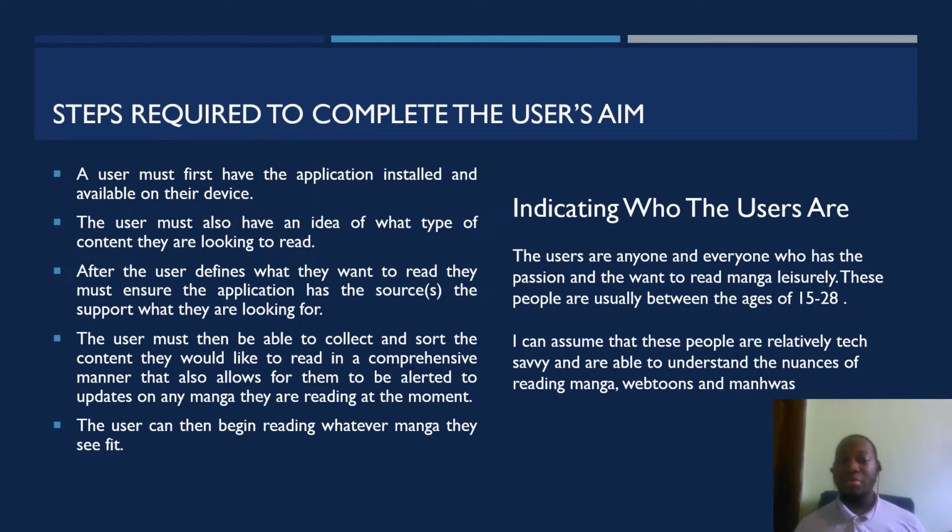Continuing. The steps required to complete the user's aim. A user must first have the application installed and available on their device. The user must also have an idea of what type of content they are looking to read. And after the user defines what they want to read, they must ensure the application has the source or sources to support what they are looking for. Meaning, the application must have whatever they are looking to read or the genre of manga they are looking to read.